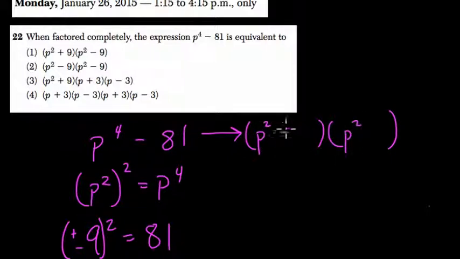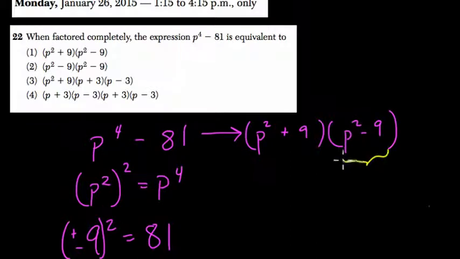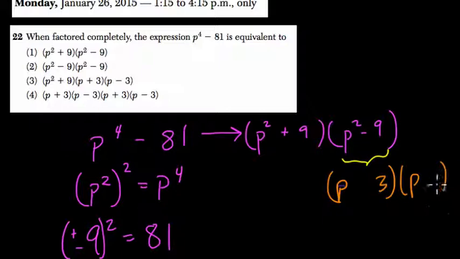Now when you factor the difference of two squares, what you can do is take the square root of the first term and place that here. Then alternate your signs, plus and minus the square root of 81. And then what happens again is you have another difference of two squares right here, right? The square root of p squared is p, and the square root of 9 is 3. So we can say that this factored form is p plus 3 and p minus 3.